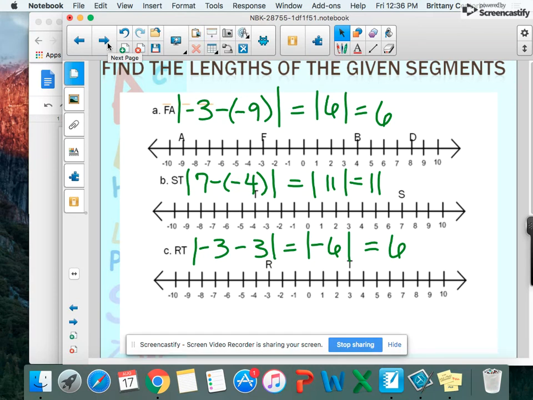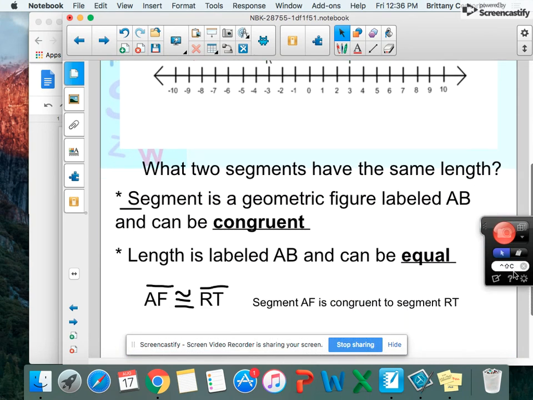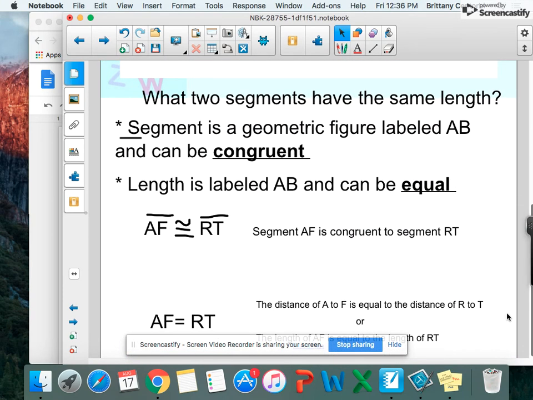And then another thing to remember when doing absolute value and labeling distance in segments is when two segments have the same length, we label them differently. So a segment is a geometric figure, so that's labeled AB with the segment symbol above, and that can be congruent. Length is labeled AB without the symbol above, and that can be equal. So we really want to focus on the difference between the congruent symbol and the equal symbol.